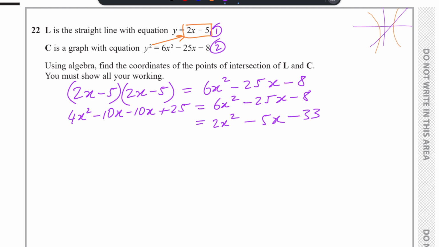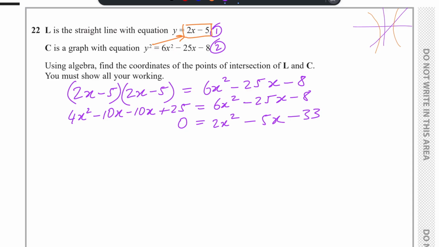That's now equal to 0. This is now a standard quadratic, ax squared plus bx plus c. We can do a bunch of different options here. We could use a quadratic formula. We can factorize if possible. We can complete the square. Let's see if we can factorize first.